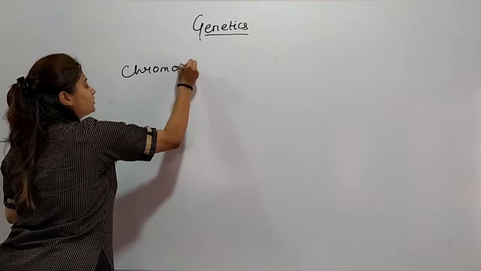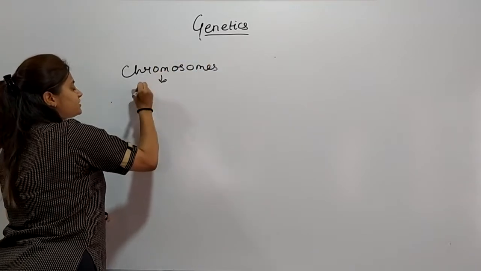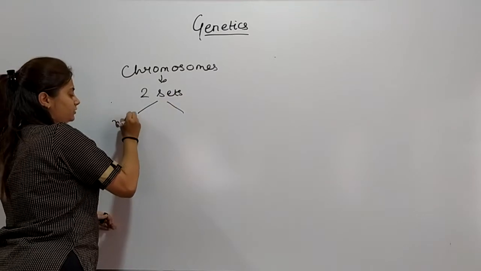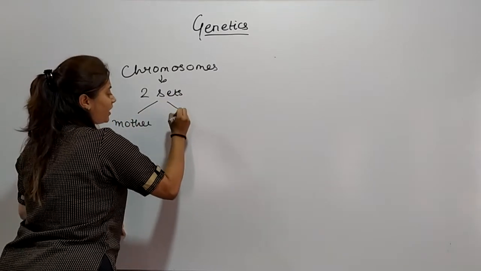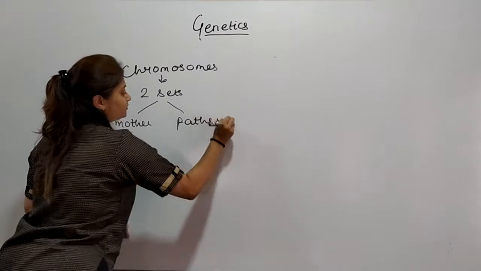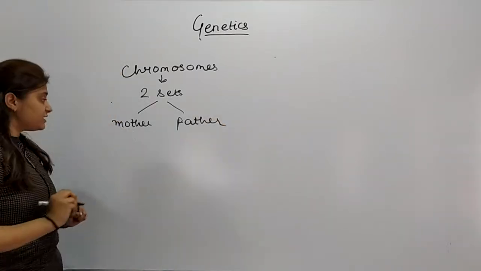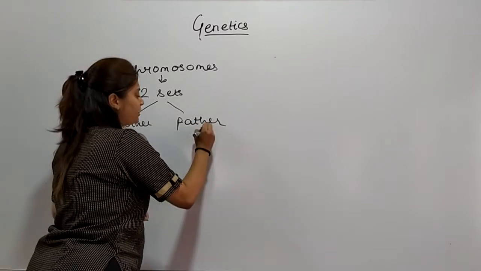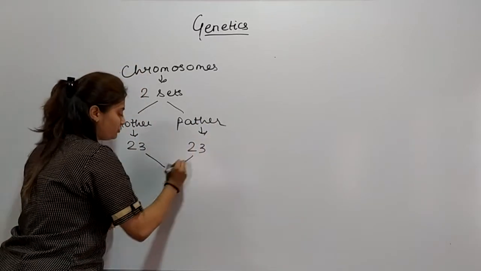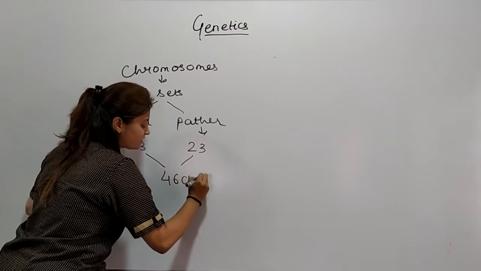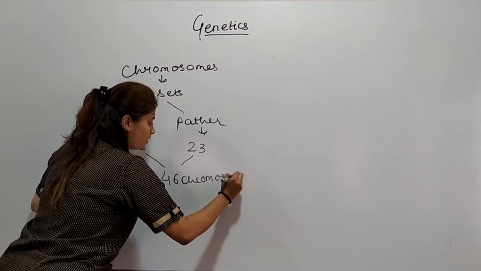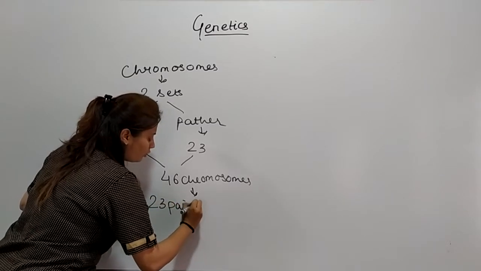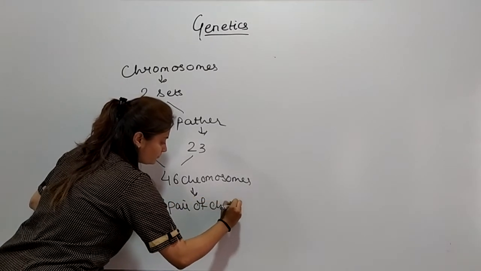When I talk about chromosomes, we have two sets of chromosomes, one from the mother and another one from the father. Out of these two sets, your mother gives you 23 chromosomes and your father gives you 23 chromosomes, making a total of 46 chromosomes. So I can say that I have 23 pairs of chromosomes.